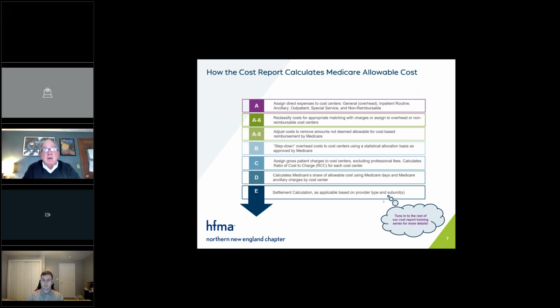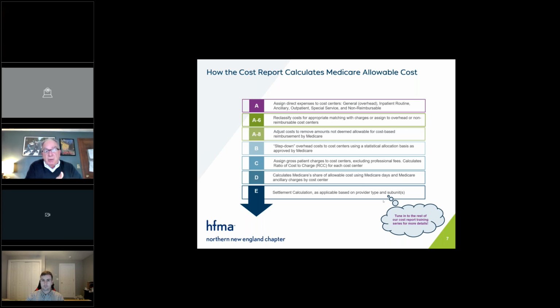And then on Schedule E, you'll have a settlement calculation where you're going to compare what your Medicare costs were versus what Medicare paid you. Again, now what is Medicare paying you? It's paying you on an interim basis based on your previous year's cost report and also adjustments that are made throughout the year.